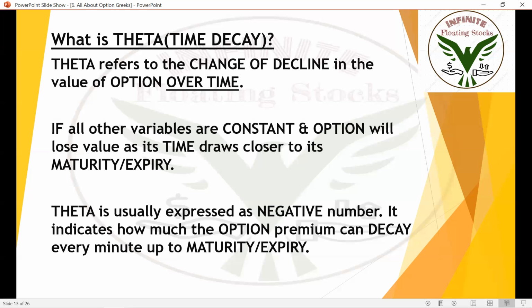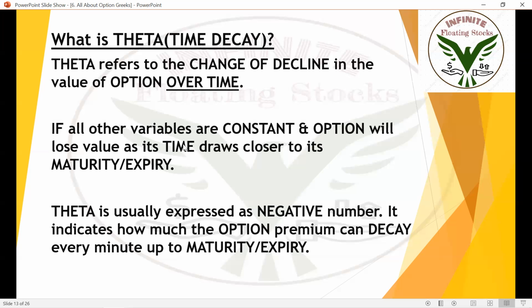If today it's 25 lakh, definitely it will decrease in 2030. In a similar way, option premiums will also decrease when they are coming closer to expiry. That effect is called the time decay effect, which is also called the theta effect. Theta refers to the decline in the value of an option over time.